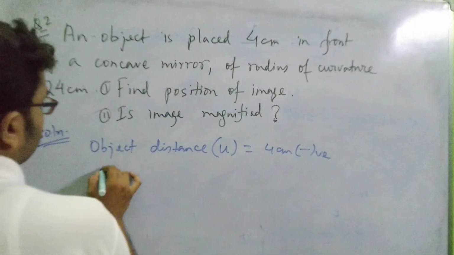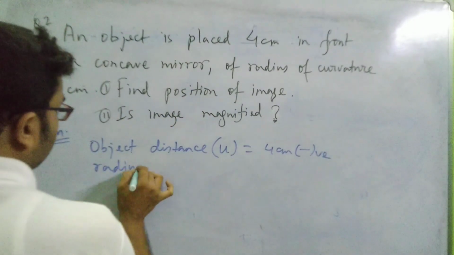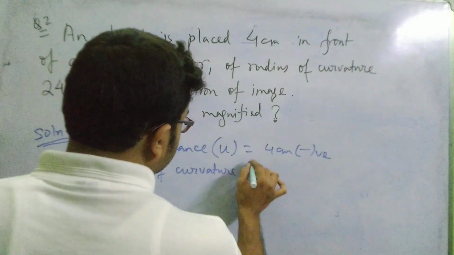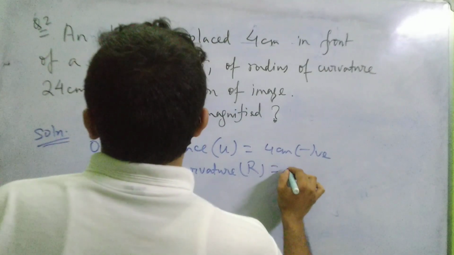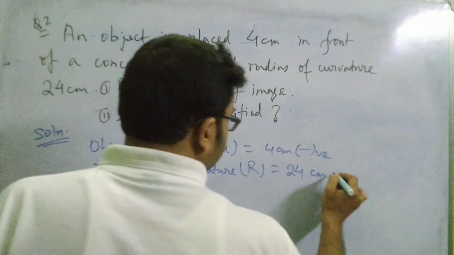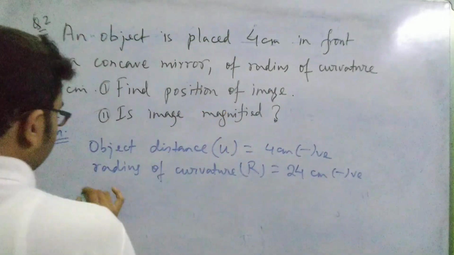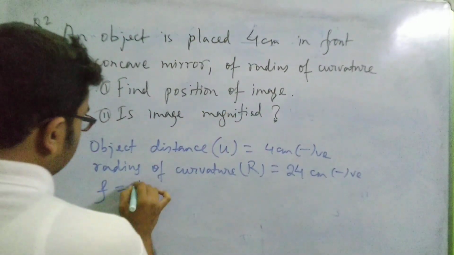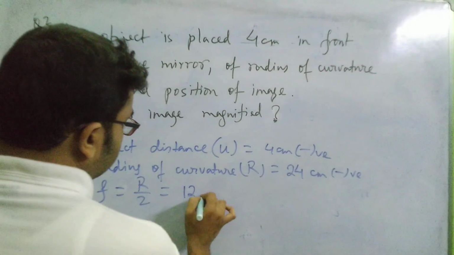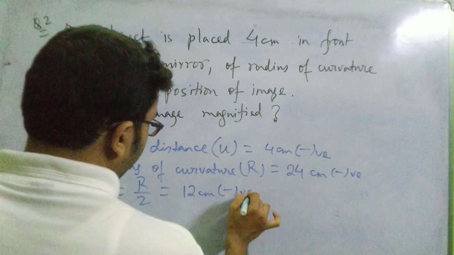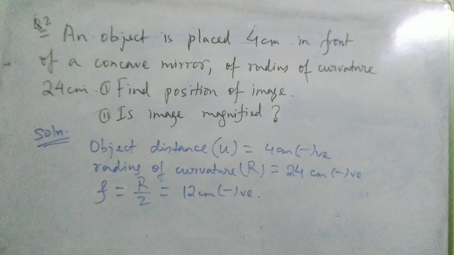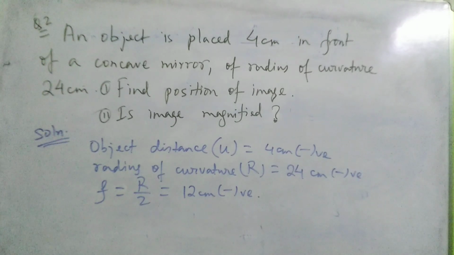Okay, then it says radius of curvature. So radius of curvature is denoted by letter R. It's basically 24 cm. So for concave mirror it is negative. So it will be given a negative sign here. So from this you can find out the focal length. f is equal to R by 2. So the focal length turns out to be 12 centimeter and it's negative. Okay. Now what else has been given? Nothing. We have to find out the position of the image. That means we have to find out the v.